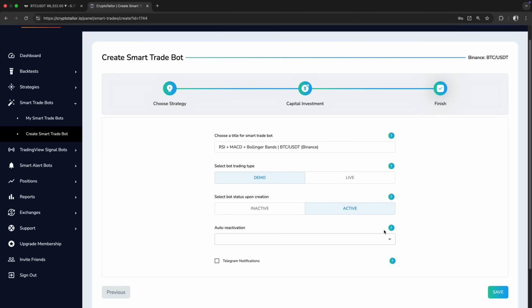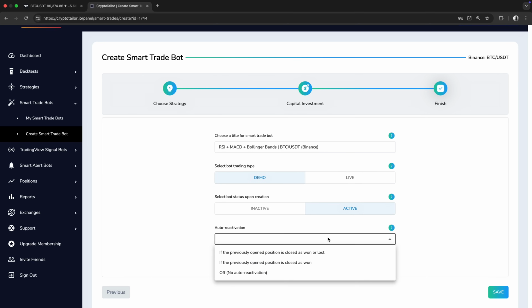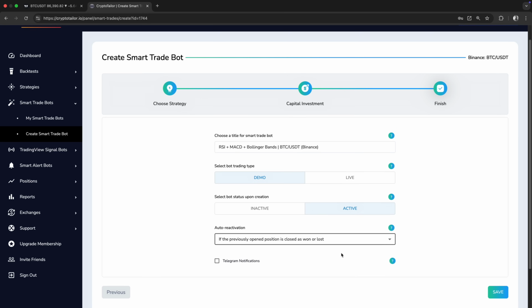Additionally, we can choose how the bot should auto-reactivate after a trade. By default, when the bot opens a new position, it automatically disables itself to prevent duplicate trades on the same trading pair. We can set it to reactivate only if the last position was a winning trade, or we can allow it to restart regardless of the outcome. For this scenario, where we are testing the strategy in demo mode, I set it to reactivate whether the last position was won or lost, ensuring that we can properly test how the strategy performs over time.